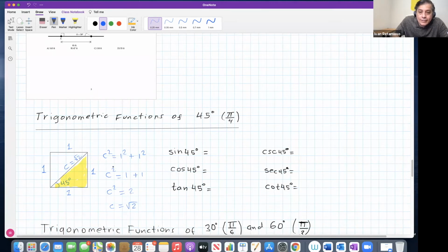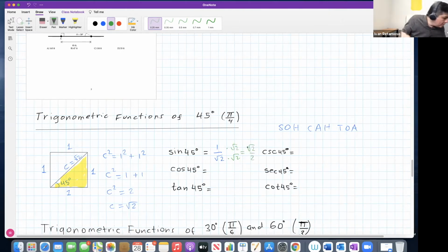Sine of 45 degrees, according to SOHCAHTOA, remember, is what? Opposite over hypotenuse. Opposite is 1. Hypotenuse is a square root of 2. 1 over square root of 2, right? But rationalizing this, multiplying by a square root of 2 here, by square root of 2 here, we get this rationalized. A square root of 2 over 2. And I want you to remember this, guys. A square root of 2 over 2, they define sine of 45 degrees always.